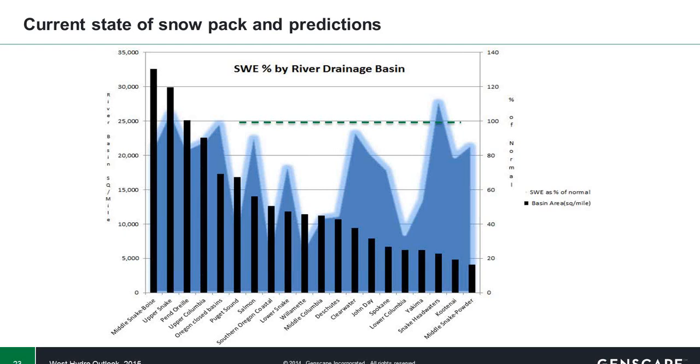But if you look at the whole plot in its entirety, the system in aggregate, really the majority of the basins are 40 to 80% of normal. And then if you look to the far right, the basin with the highest values is the Snake Headwaters, which in terms of runoff area is one of the smallest.